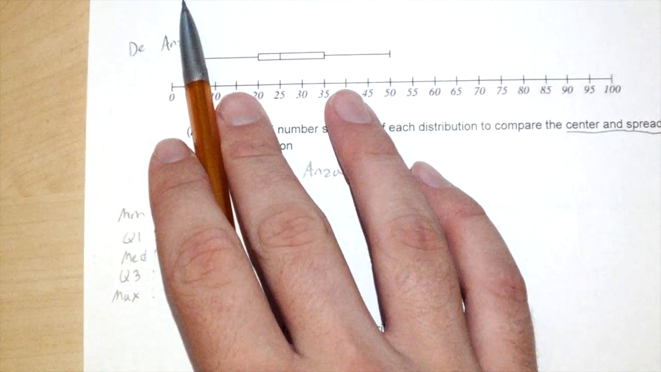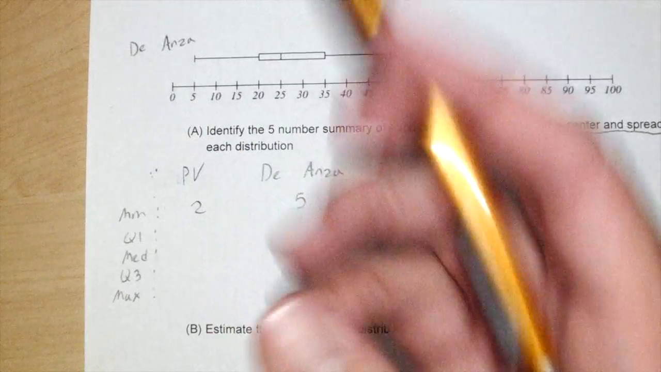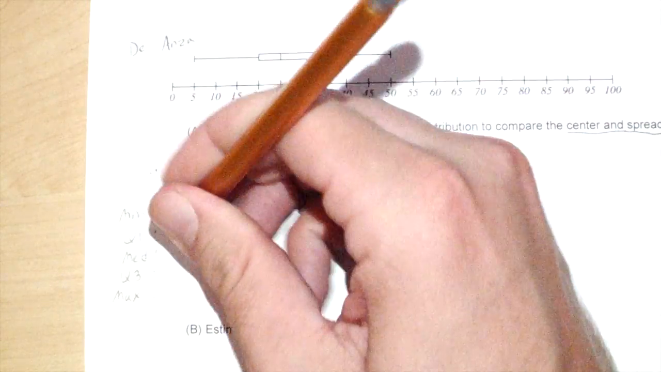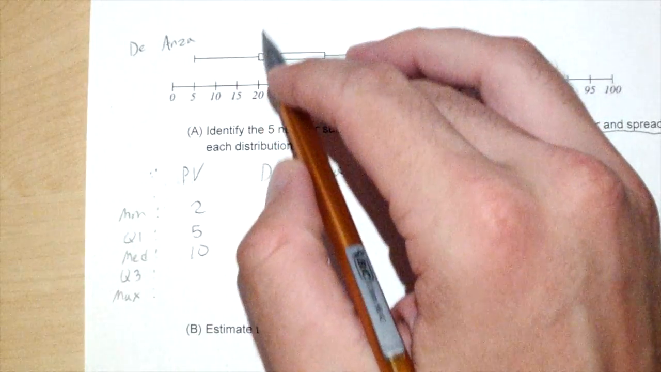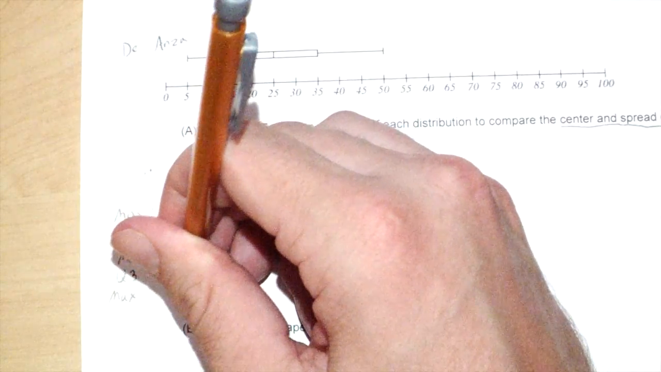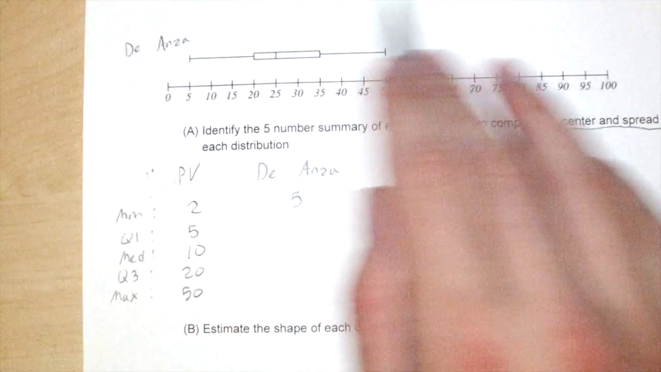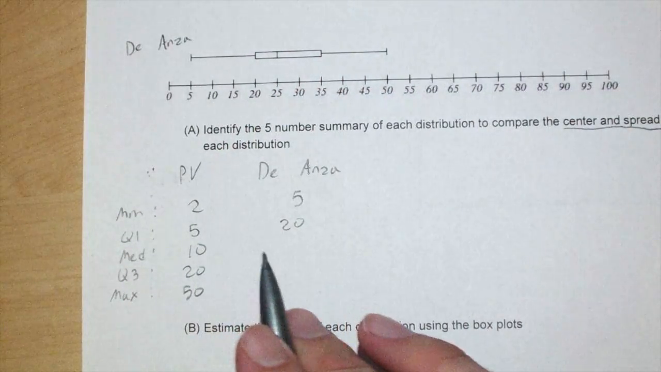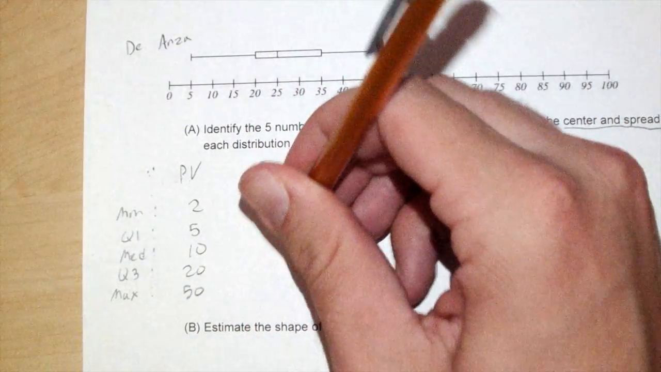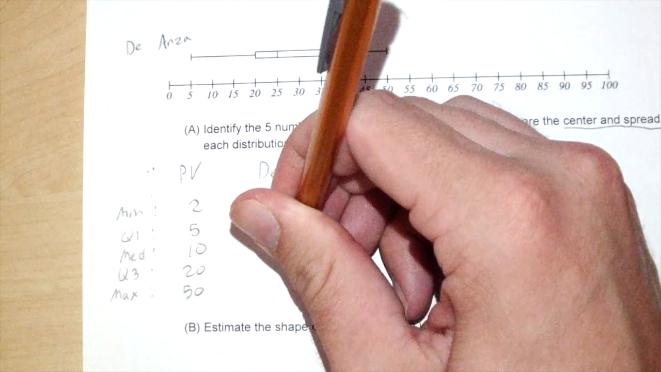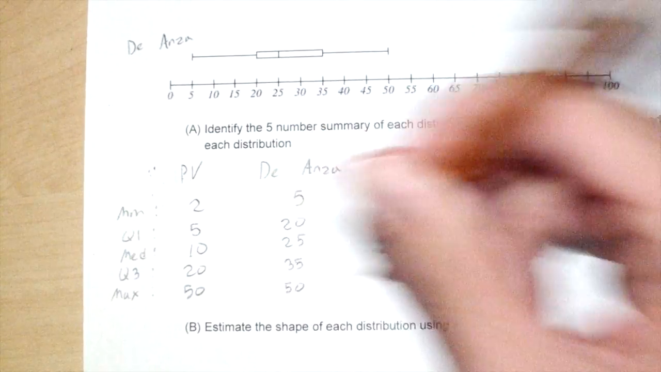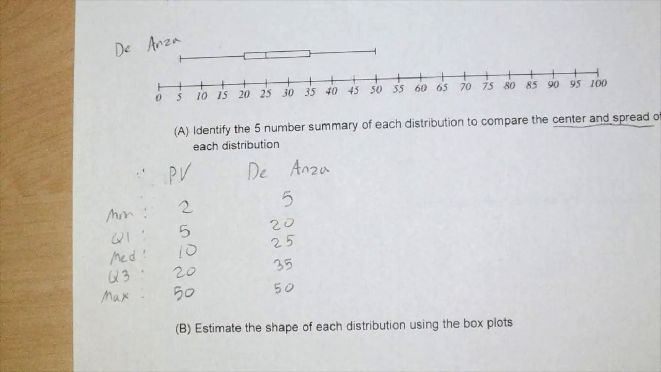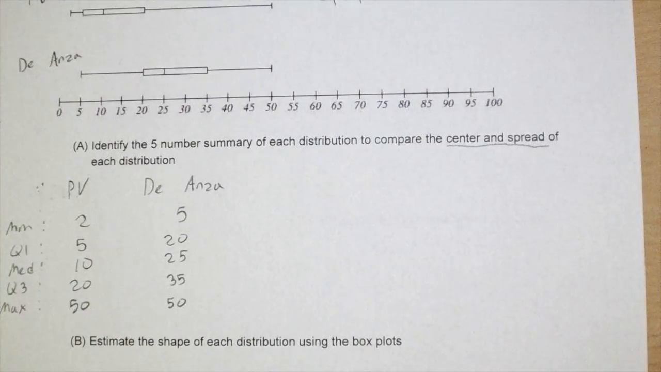So that's the minimum, but Q1 is 5 for PV. The median is 10, Q3 is 20, and the max is 50. And I just went down, and I'll do the same thing here. Q1 and Q3 are the most confusing part, and that's a lot of what today is all about, really thinking about what a box plot does. So here we have our 5-number summaries, and we can talk about center and spread.